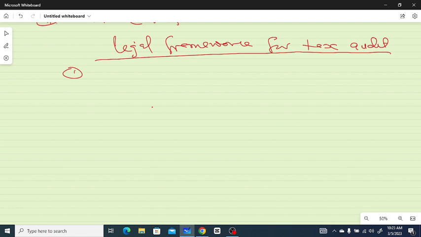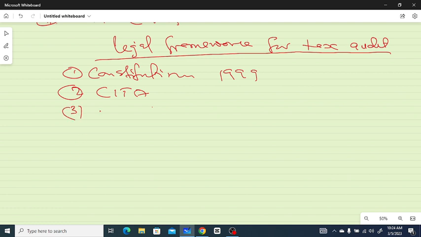First one, we have the Constitution, Constitution 1999 as amended. Then we have CAMA. We have CITA, the Company Income Tax Act. We have VAT, the Value Added Tax Act. Then we have CGT, that is Capital Gains Tax Act.